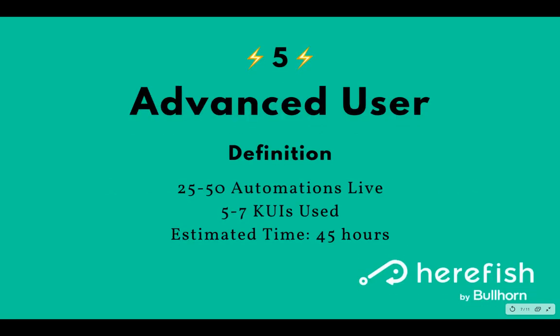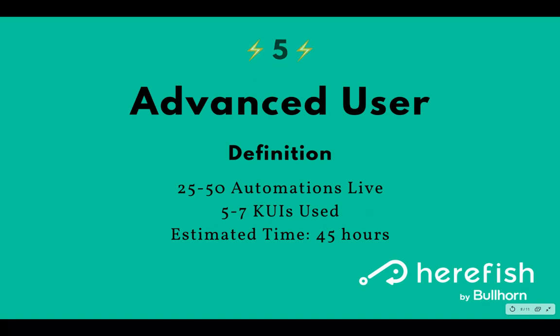Shifting to the advanced user, this is defined as someone that has 25 to 50 automations live. They're utilizing 5 to 7 KUIs, and estimating about 45 hours to get to this point. Again, that's what our data is roughly showing. It can vary depending upon particulars involved with each client instance.